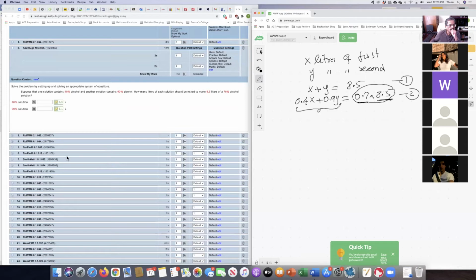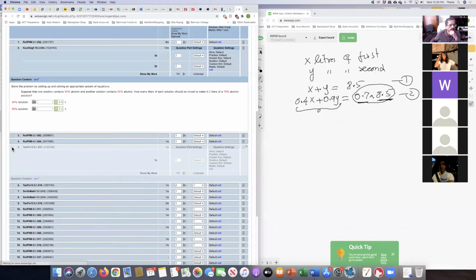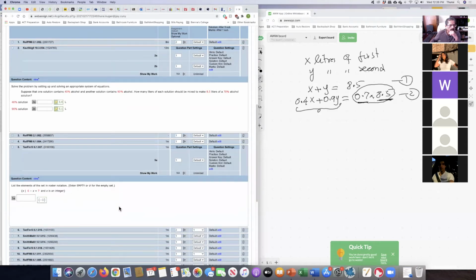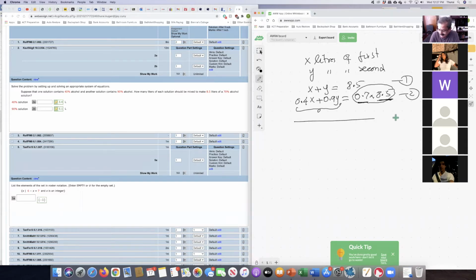Number 5. List the elements of the set in roster notation. So right now it's given in the set builder notation, and you need to rewrite it in roster notation. That means list the actual elements that are in there. Basically, it says set of all x such that 6 minus x equals 7. In other words, all the x's that satisfy the equation 6 minus x equals 7 will be in this set. So that means you need to solve this equation.